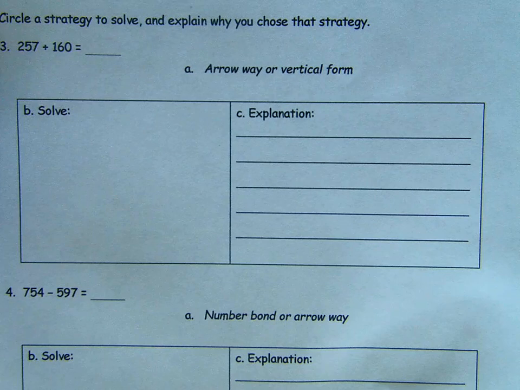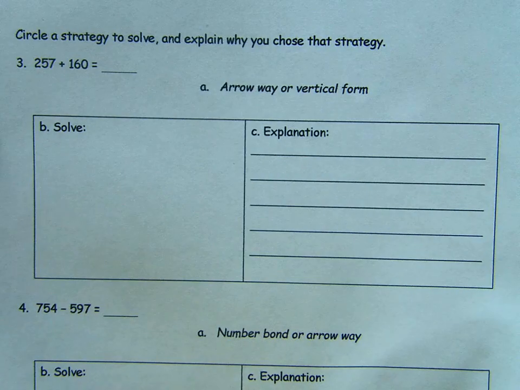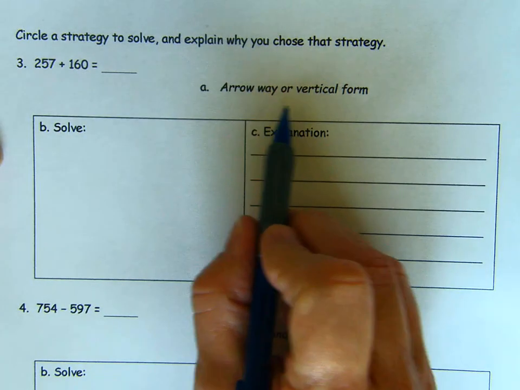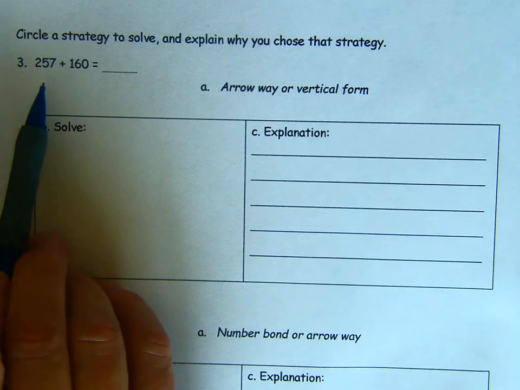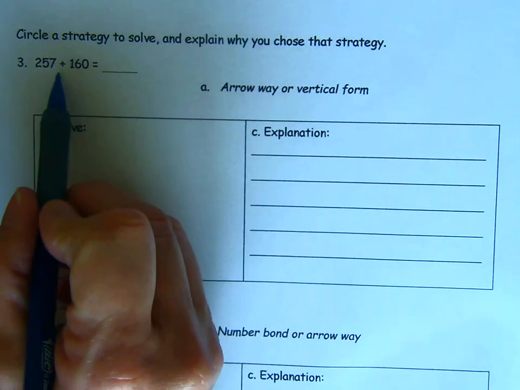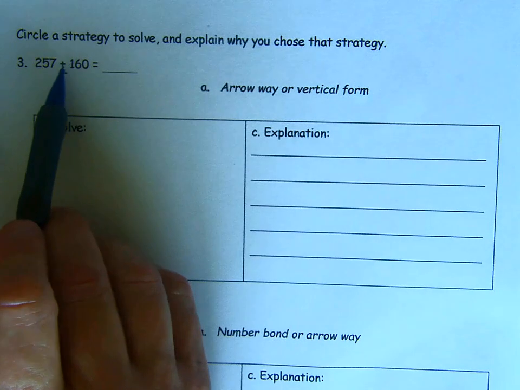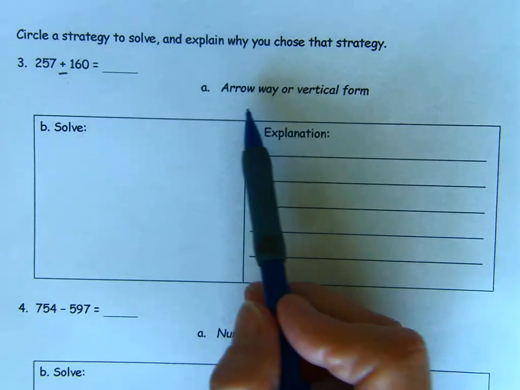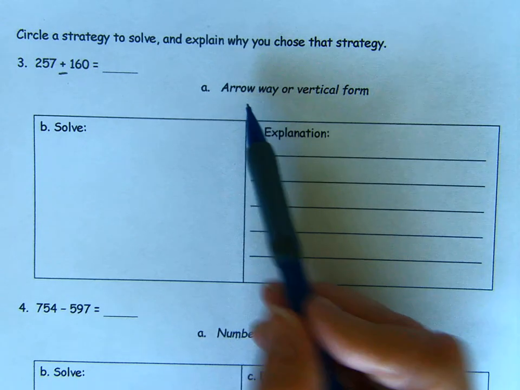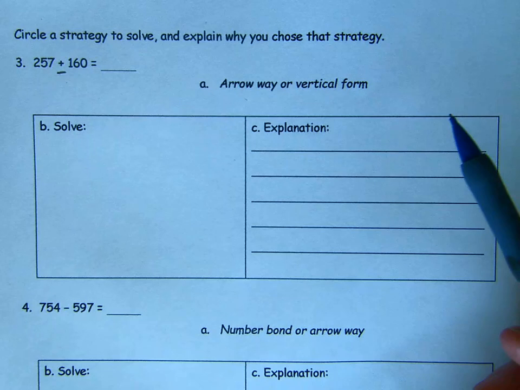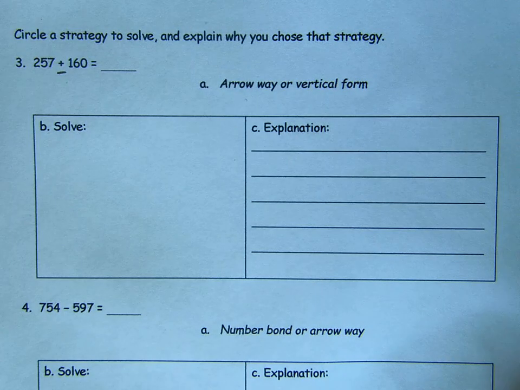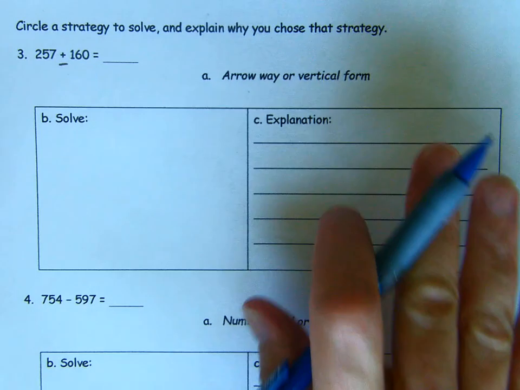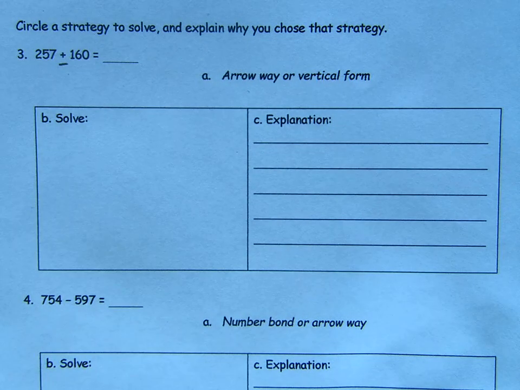This time we get to choose, but we only get to choose one way from 2 different ways that they suggest. So our problem here is 257. We're going to add 257 plus 160. Now we can either use the arrow way or vertical form. They want us to circle whichever way we used, solve it, and then say why we chose that way. So again, I'd like you to take a second, think about your strategy, what you think would be the easiest way to do this.